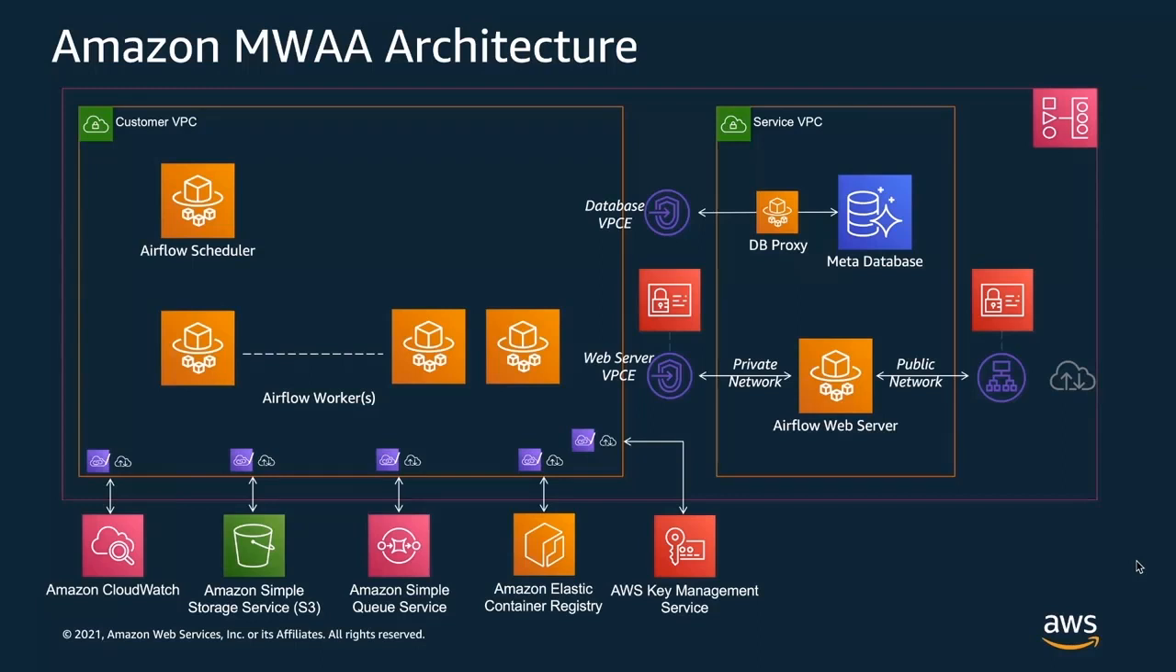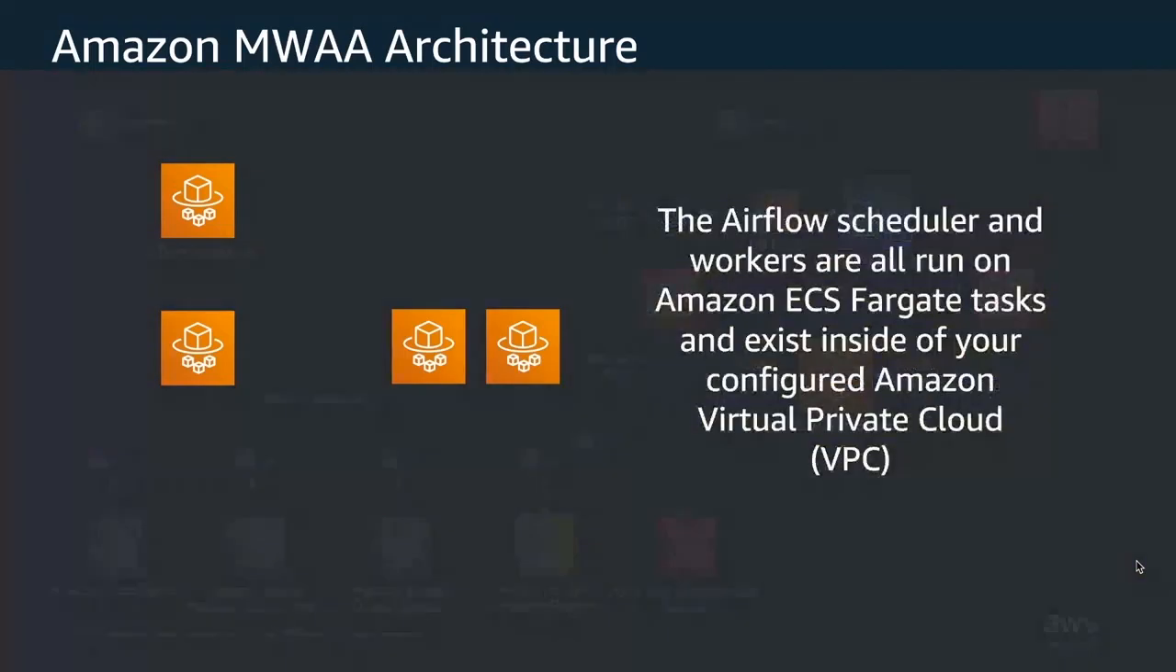So there's a bunch of concepts here that I would say are very well documented in the AWS documentation for MWAA, explaining what these components are and how you need to enable access to them. Again, one thing to be really clear about is that the scheduler and workers all run on Amazon ECS Fargate tasks. So these are not things that you yourself have to manage or take care of.